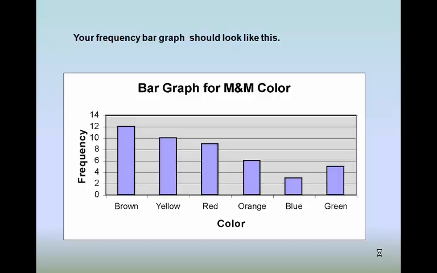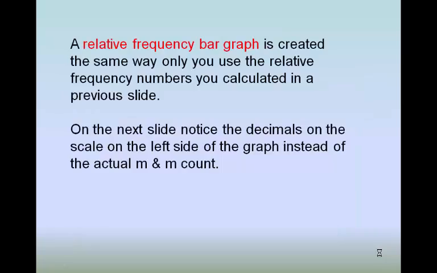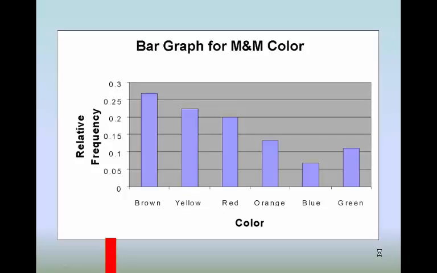Your frequency bar graph should look like this. A relative frequency bar graph is created the same way, only you use the relative frequency numbers you calculated in a previous slide. On the next slide, notice the decimals on the scale on the left side of the graph instead of the actual M&M count.